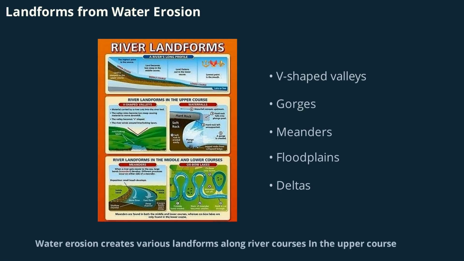Water erosion creates various landforms along river courses. In the upper course, rivers cut deep gorges and V-shaped valleys. The middle course features wider valleys, meanders, and oxbow lakes. In the lower course, rivers form floodplains and deltas, depositing sediments and creating fertile land. These processes are vital for agriculture and ecosystem development, shaping the landscapes we depend on.